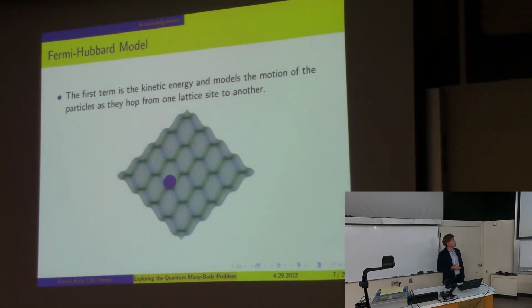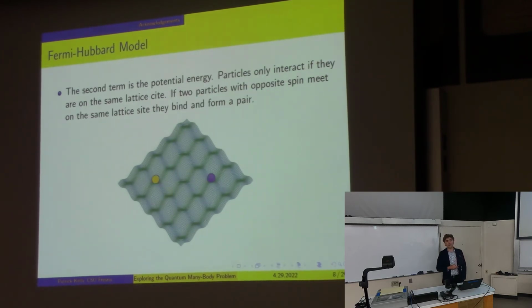So the kinetic energy term models the hopping around of particles freely on the lattice. The potential energy term basically allows for two particles with opposite spins to meet up at one lattice site and bind and form a pair. But when they're not on the same lattice site, when they're even just separated by one lattice spacing, they don't feel each other. So it's a very simple model still, like I said. They only interact when they're on the same lattice site.